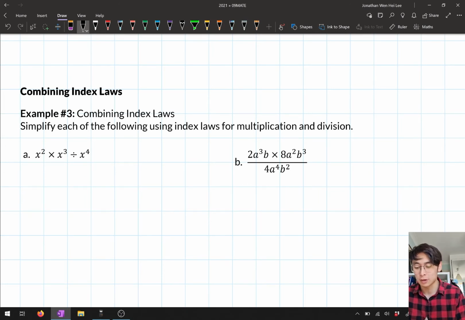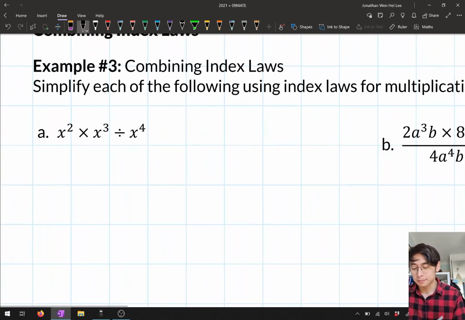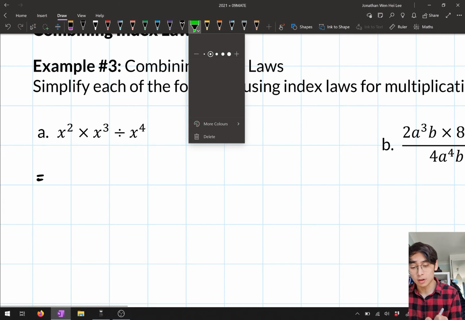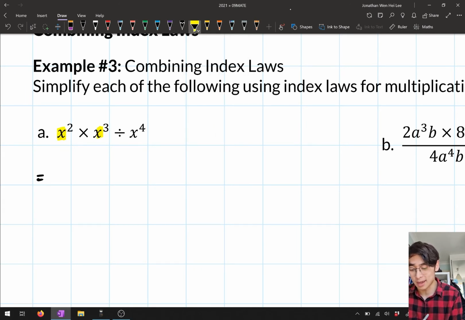So actually, let's have a go at doing that. Here, for part A, we've got x squared times x to the power 3 divided by x to the power 4. Now, notice here, we've got the same bases. All of them have base x. So here I can apply both of those index laws.